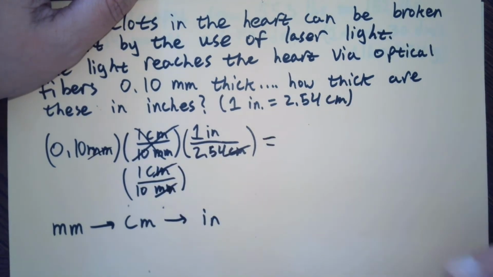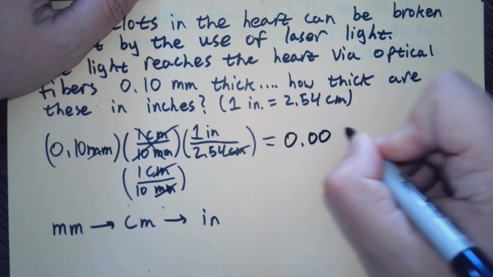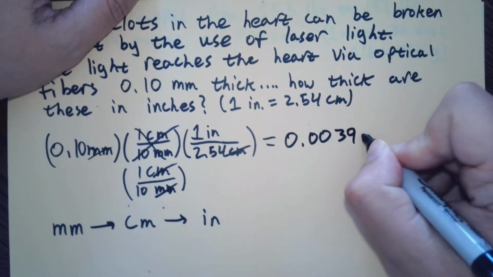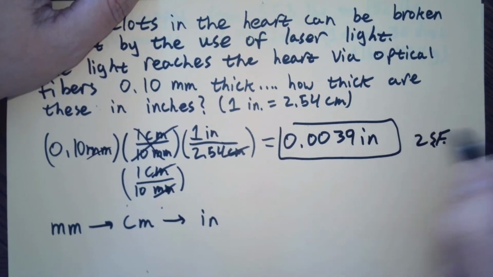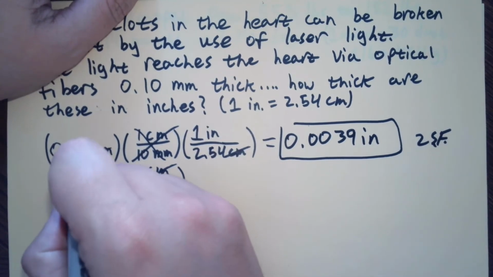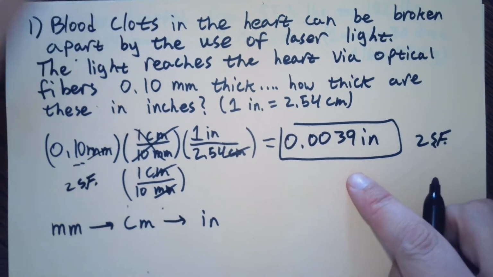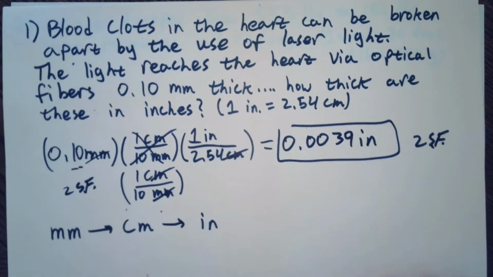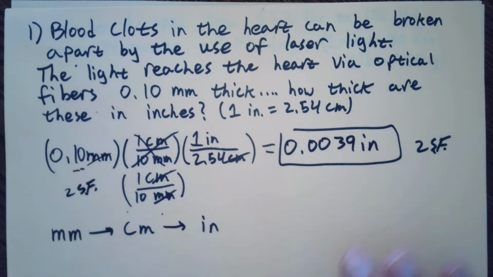And then I just punch it up in the calculator, and I get 0.00339 inches. And I'm only going to get 2 sig figs, because I only have 2 sig figs over here. So that's going to carry all the way to the end. So that's as good of an answer as I can report. Alright, so that's how we do number 1. We go millimeters, centimeters, inches, and we're there.